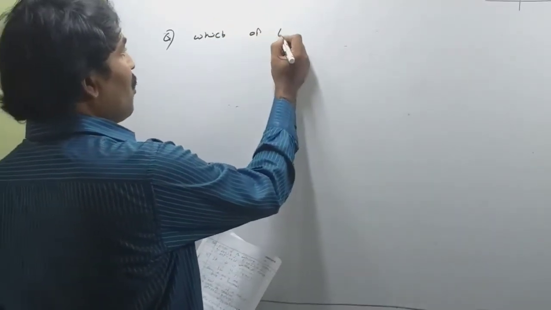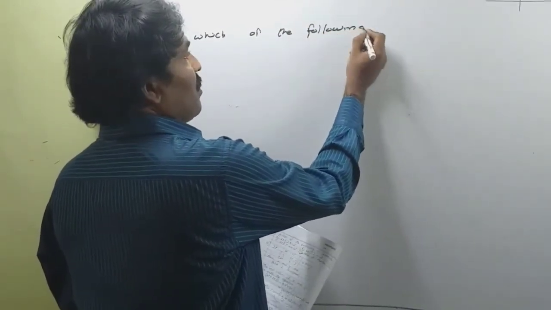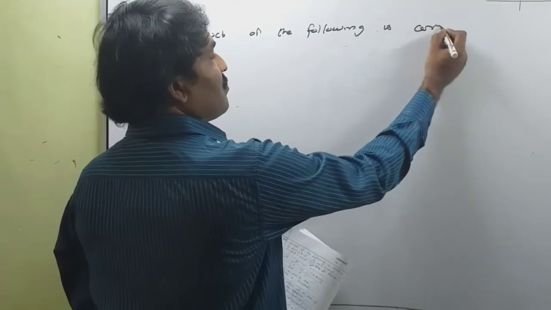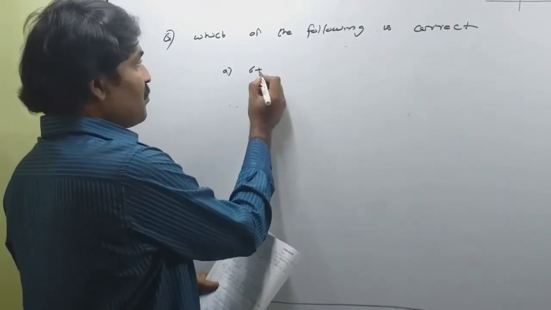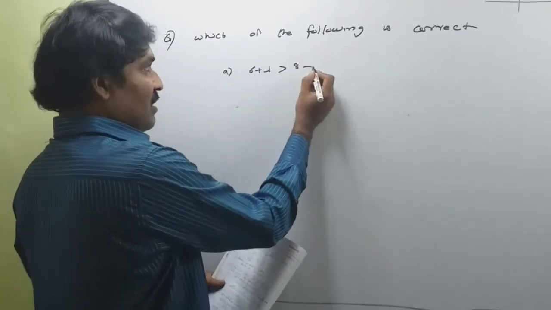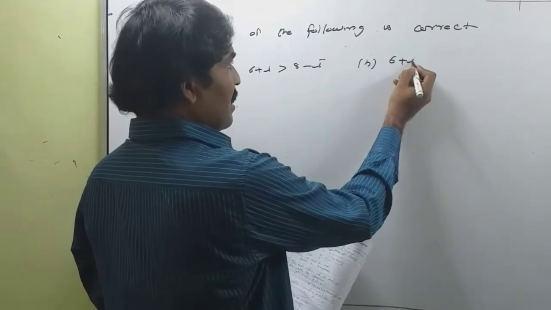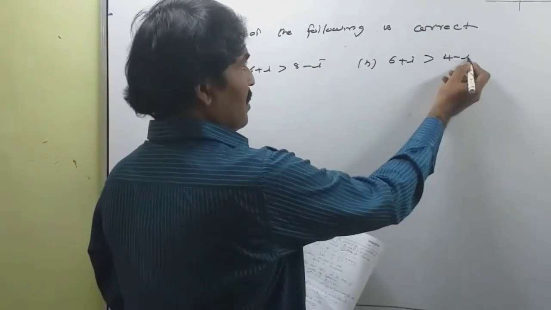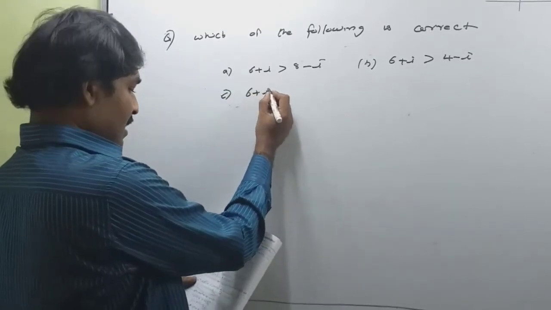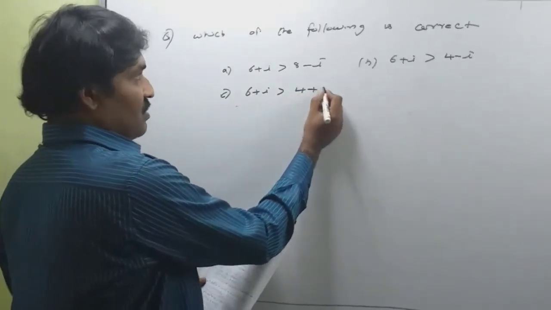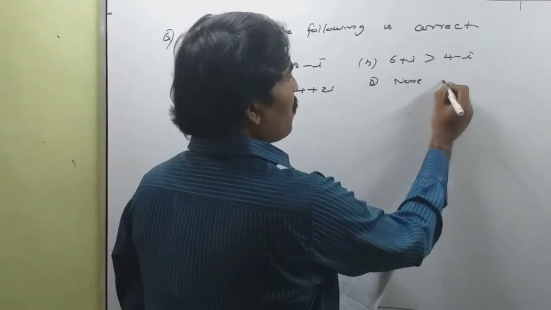Which of the following is correct? A is 6 plus i greater than 8 minus i. B is 6 plus i greater than 4 minus i. C is 6 plus i greater than 4 plus 2i. And D is none of these.